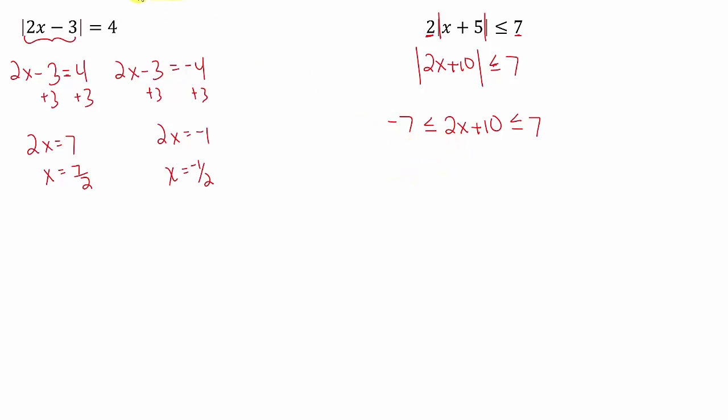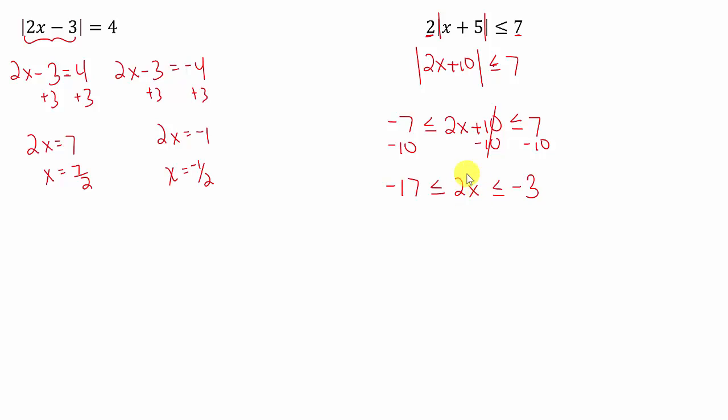But we can actually just solve it and be careful that when we subtract 10 from the inside, because remember we're trying to isolate x, I can subtract 10 from both sides. So in this case, I am going to have negative 7 minus 10 is negative 17, is less than or equal to 2x in the middle, which is less than or equal to 7 minus 10, which is negative 3.